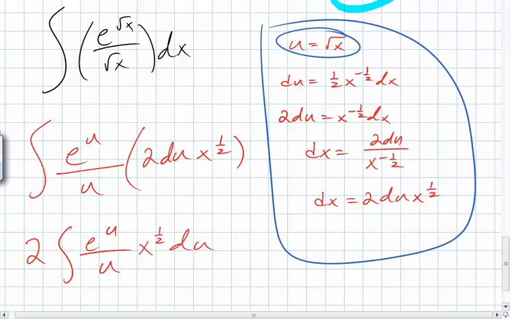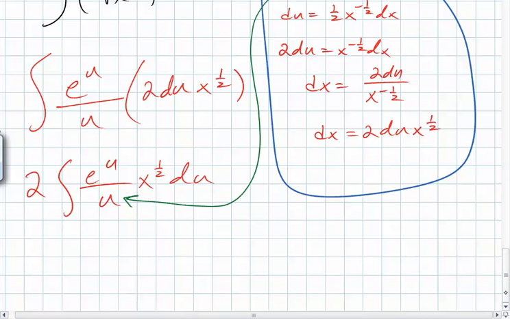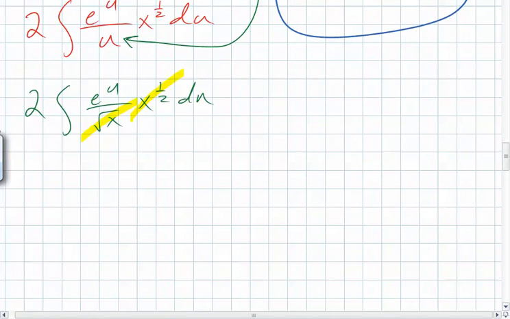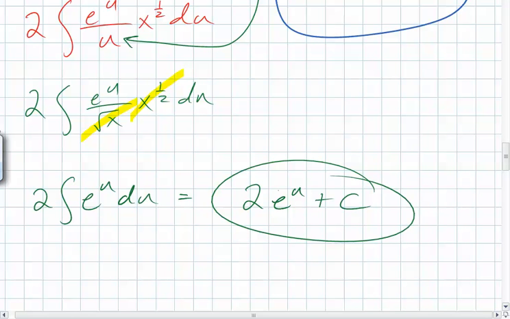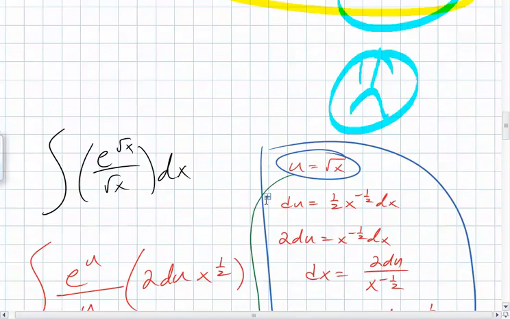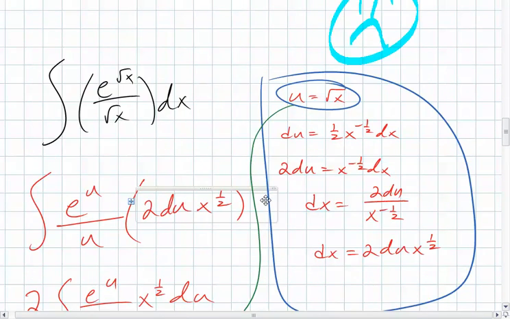Oh, look what happens. You get 2 e to the u over root x, x to the 1/2 du. What cancels? Those are gone. So what do you end up with? 2 times e to the u du, which is just 2 e to the u plus c. That's all it is. I put this problem there specifically so that you would see or try to see a substitution from what you had before. That's the whole point.